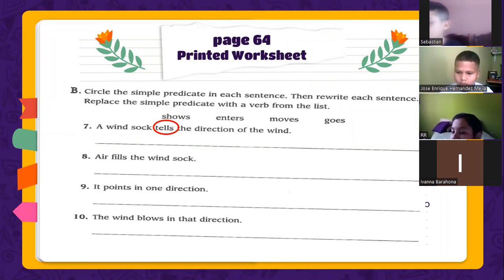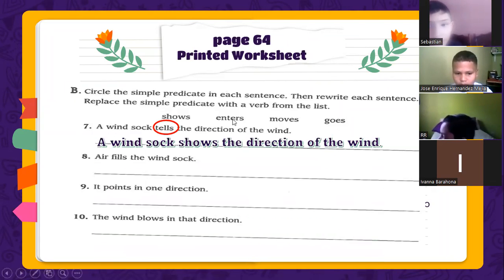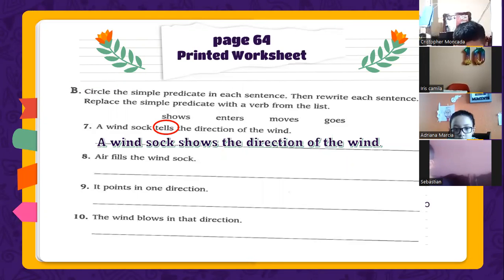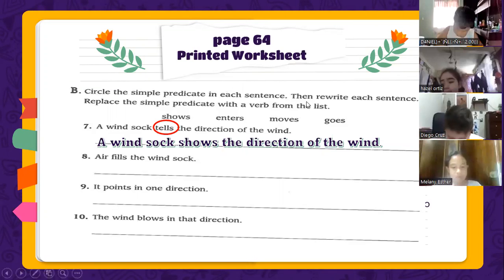Now, what is the word that can replace tells in order to change that verb, but the sentence needs to give the same message? Shows, exactly. So a windsock shows the directions of the wind. A windsock tells the directions of the wind. Copy quickly, please. I finish, Miss. Okay, a windsock shows the directions of the wind.